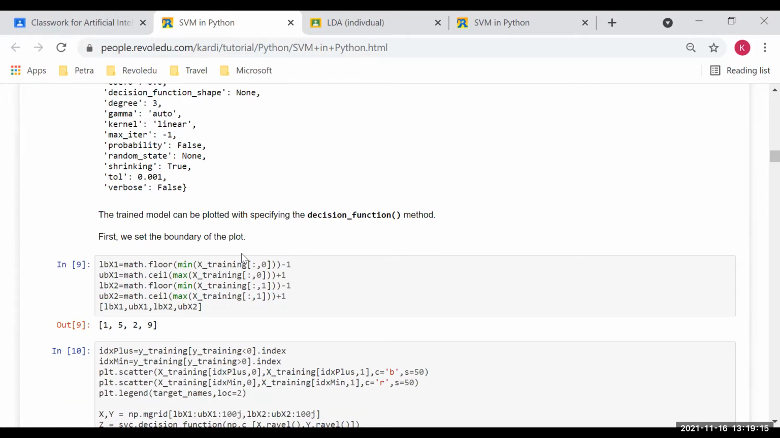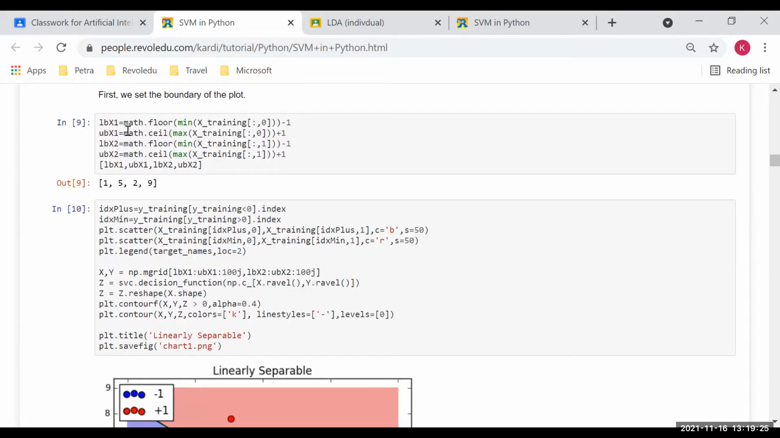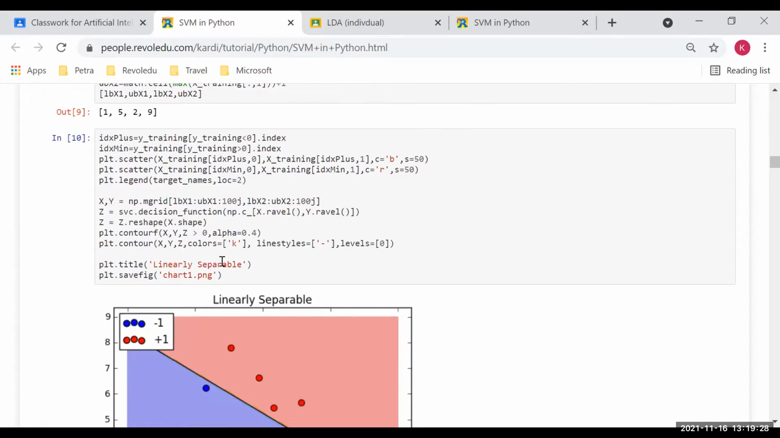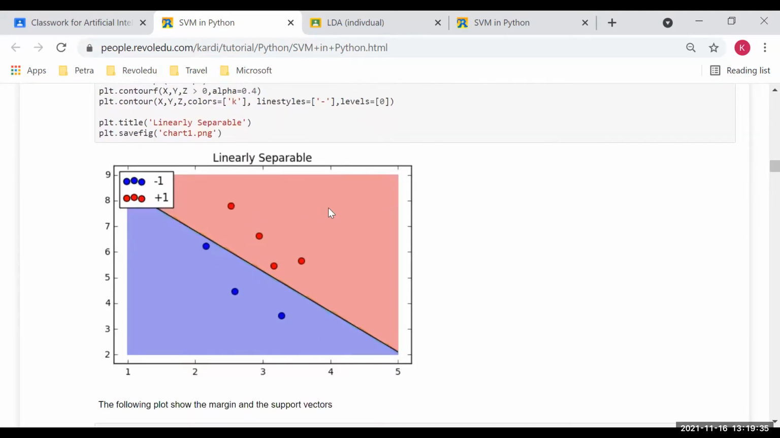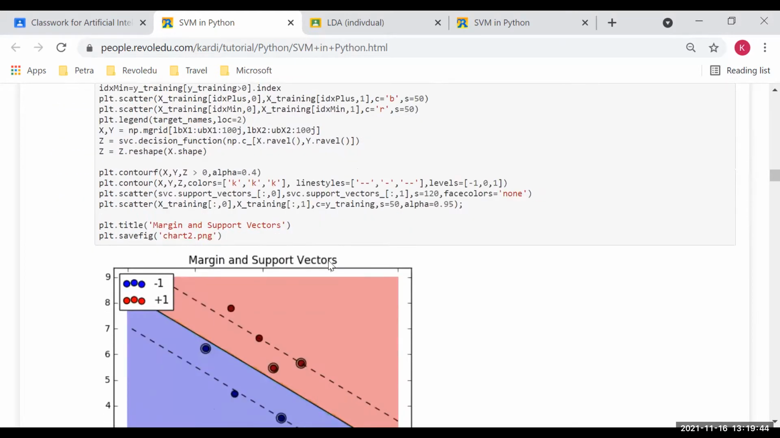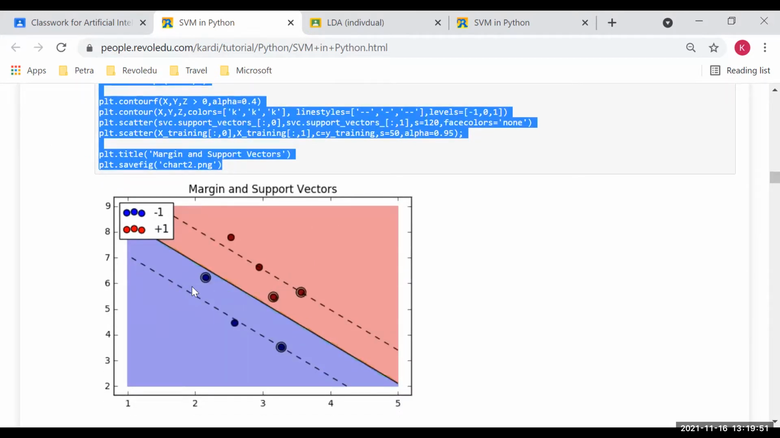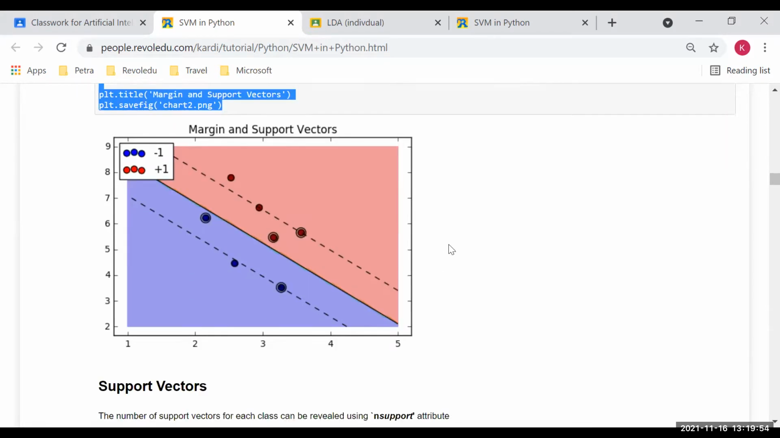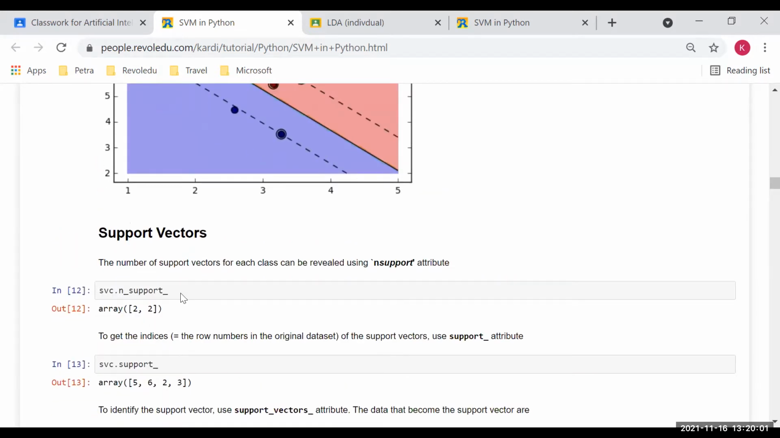And then you can get the decision function. Okay. So this is to set the boundary of the plot, and then you can separate them. So I show here, okay, that they are actually linearly separable. Right? After that, now I want to show the margin and the support. So if you copy and paste this plot, it's basically to show this is the margin and this is the support. Okay. Then you can check, oh, which one is the support. Okay. So you just put SVC and support.